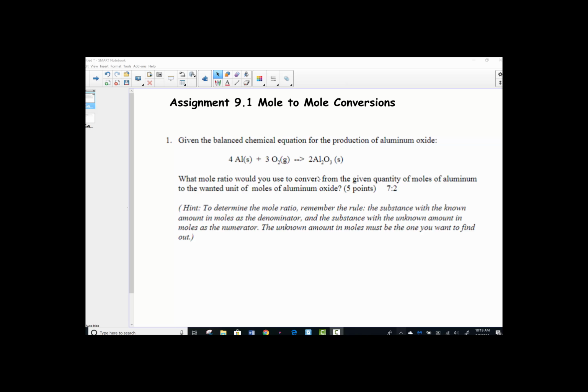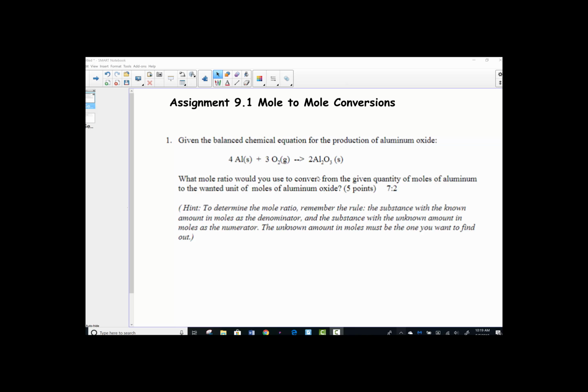Hi, chemistry friends. I'm going to make a short little tutorial video to help us with assignment 9.1. The fundamental of stoichiometry is the mole-to-mole conversion, and I want to just make sure we have our lessons solidified before we move on. Let's read the first question together from this assignment.